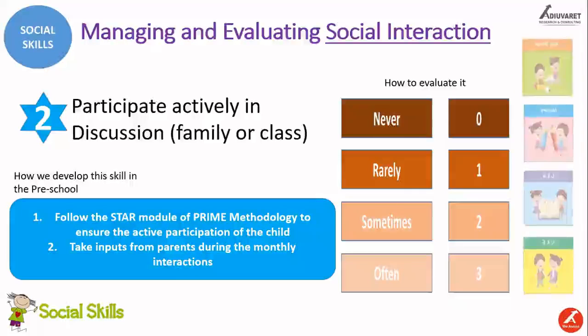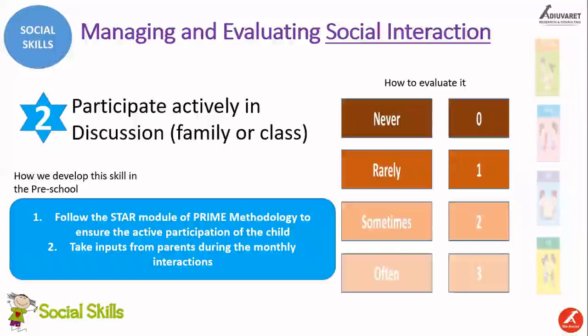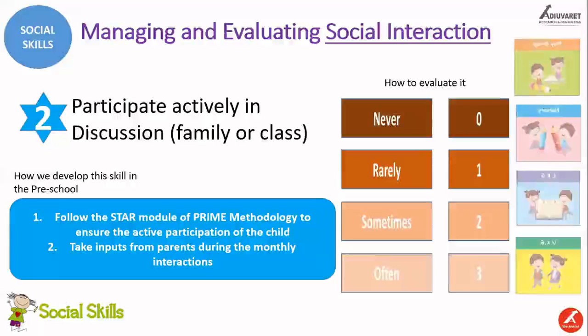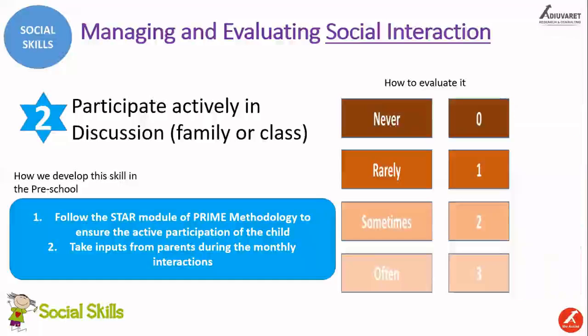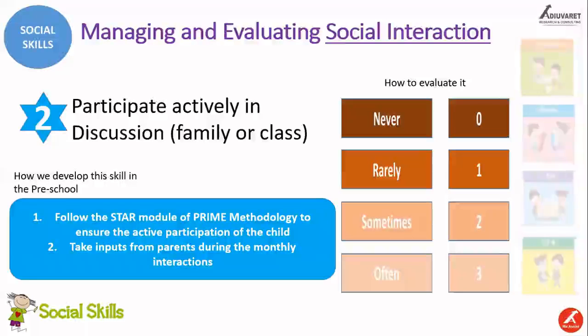Scoring: if at any point of time we do an evaluation of this particular social interaction skill, we can assign a score of 0, 1, 2, or 3 based on the degree or intensity at which the child is initiating social interaction or participating in the discussion.